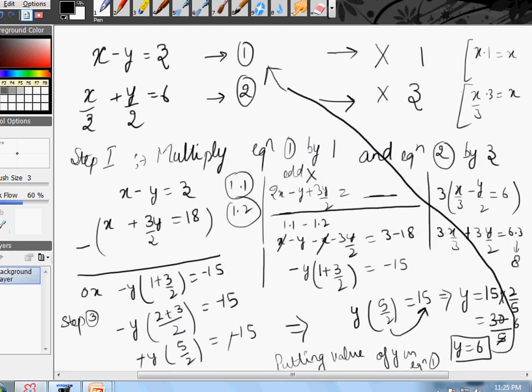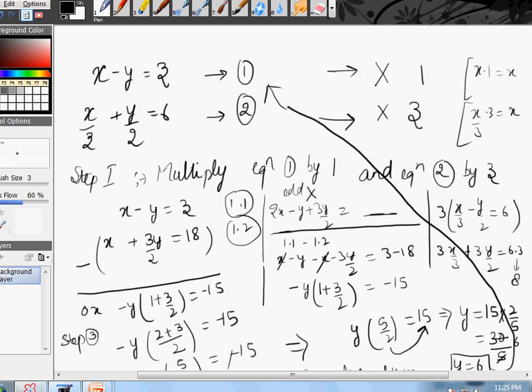Now let us study another example where step 2 of our process is elaborated more clearly.